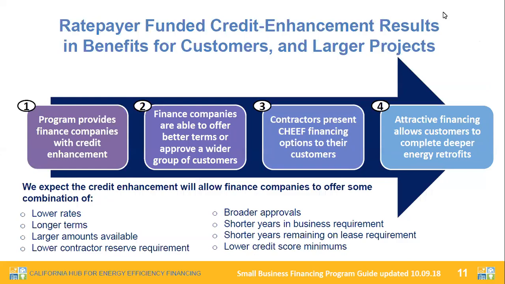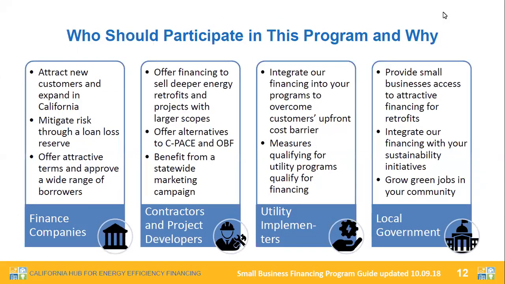So the concept here is that a small amount of ratepayer dollars can be leveraged so that finance companies can offer more attractive terms than they otherwise would, or approve a broader range of applicants. And this allows contractors to sell deeper projects and deeper retrofits, and then the state of California gets more energy savings. That's the theory of this financing pilot.